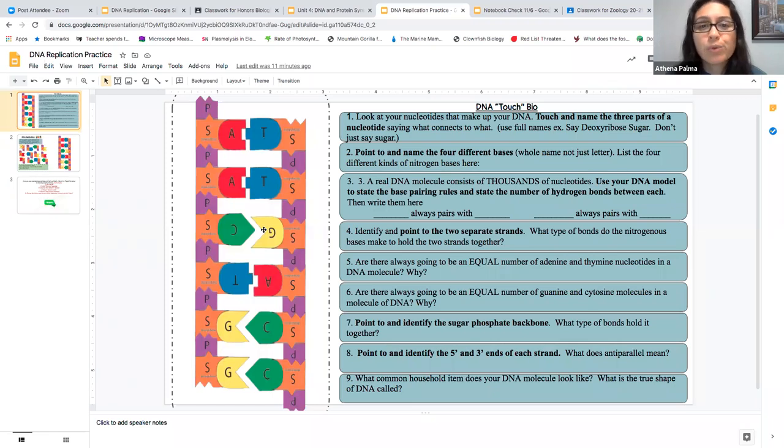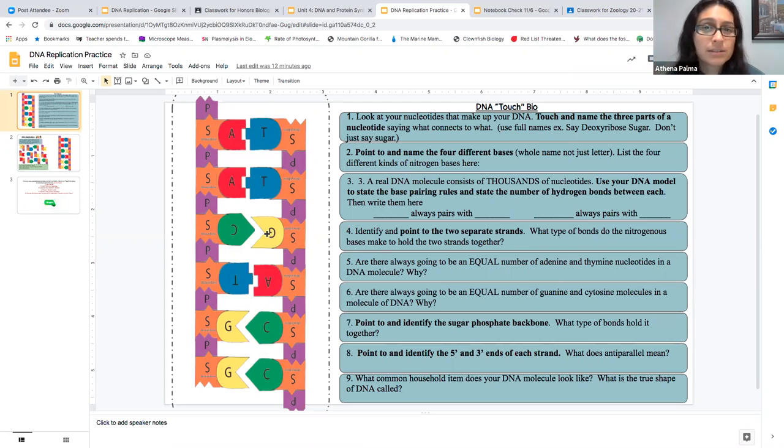What are the base pairing rules for DNA? Adenine always pairs with thymine. Cytosine always pairs with guanine. How many bonds form between them? Adenine and thymine form 2 bonds. Cytosine and guanine form 3 bonds.